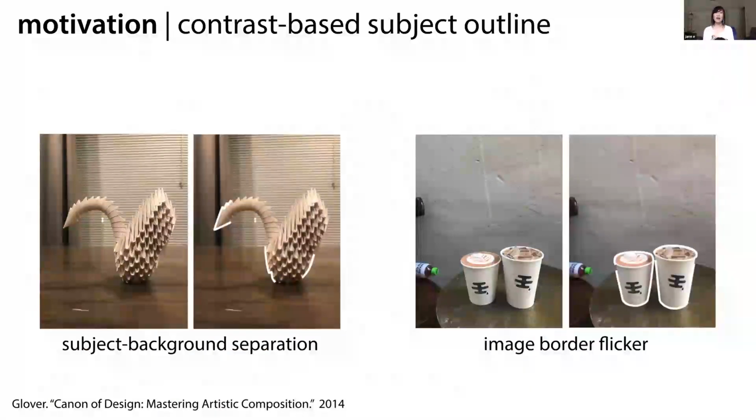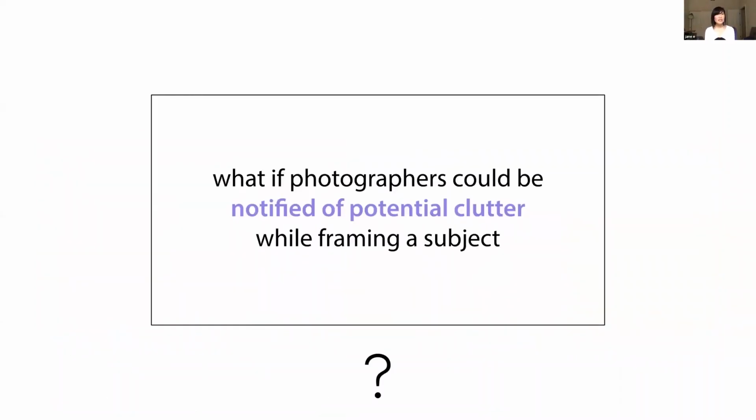So looking back at our earlier examples, here are the images with subjects outlined in this way. So you may notice from the right image that this outlining method doesn't really do anything to highlight image border flicker. Inspired by this idea of using outlines to highlight contrast and lack of contrast, we hope to recreate this outlining as an overlay directly in the camera, also extending it to contrast along the image borders.